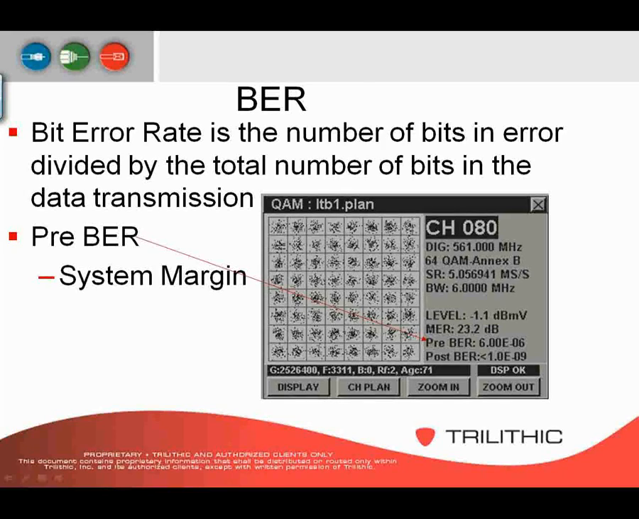So now let's talk about BER. With each digital data transmission, some bits may not be received correctly. The bit error rate is the number of bits in error divided by the total number of bits in the data transmission. The ratio is expressed in scientific notation.